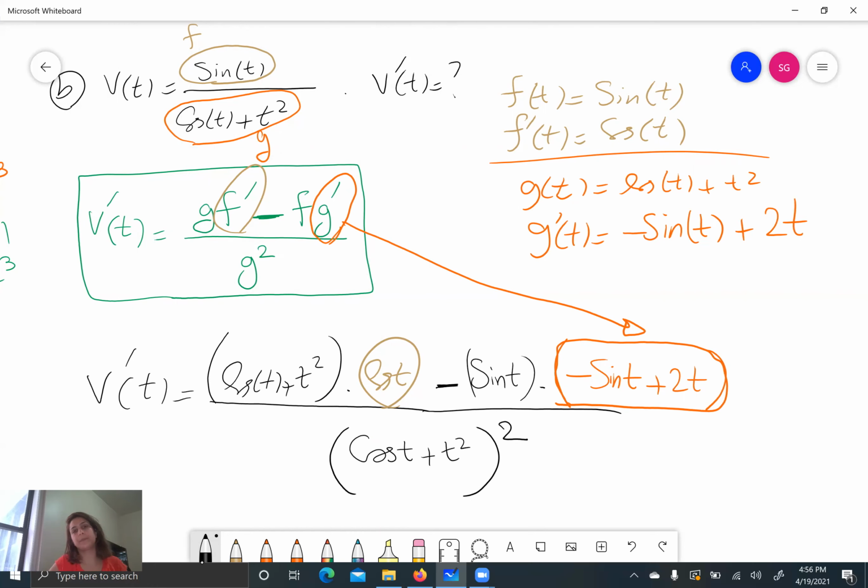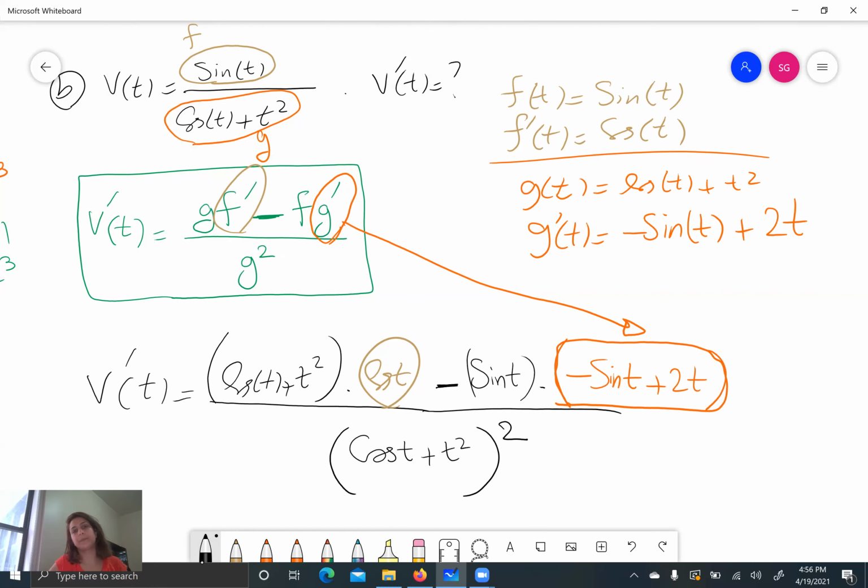What rules did I combine here? Product rule, sum rule, quotient rule. So we started with the sum rule. What does the sum rule say? It says that to take the derivative of a sum of two functions, you take the derivative of each one and add them together. That's the first step we did: we took the derivative of each function and then added them together.